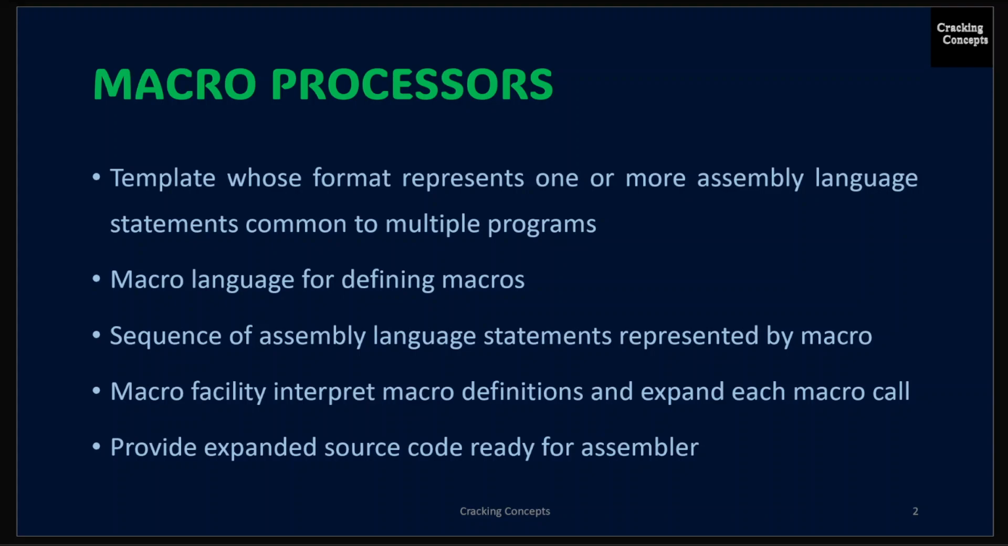A macro facility is used to interpret macro definition and expand each macro call as it occurs with the requisite pattern of assembly language statements, providing expanded source code ready for the assembler. Hence, the macro facility is a preprocessor which interprets all macro calls into assembly code prior to passing the expanded code onto the assembler.